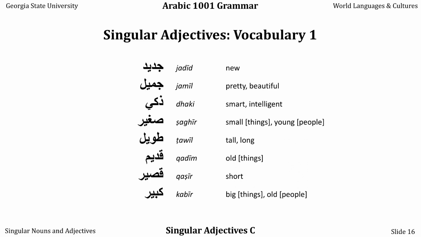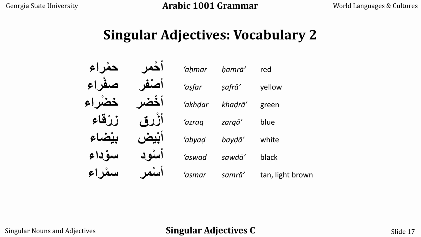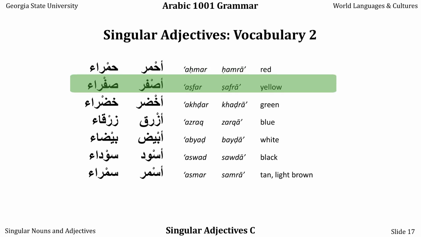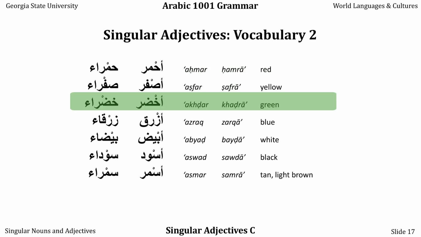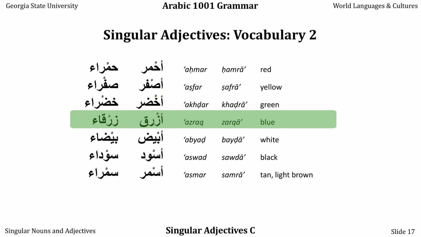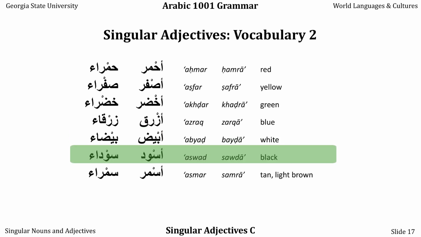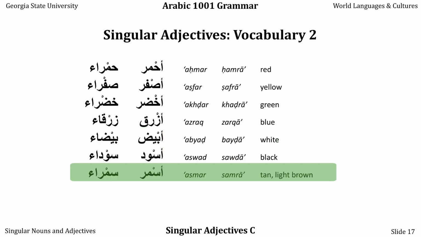Now that we've finished with lesson 3, let's review the vocabulary. Here's the vocabulary from the first section. You may wish to pause and take a screenshot here. And here are your 7 colors that behave differently. Ahmar and hamra' for red, asfar and safra' for yellow, akhdar and khadra' for green, azraq and zarqa' for blue, abyad and bayda' for white, aswad and sawda' for black, and finally asmar and samra' for a kind of light brown or tan color that is often used to refer to people's skin color.